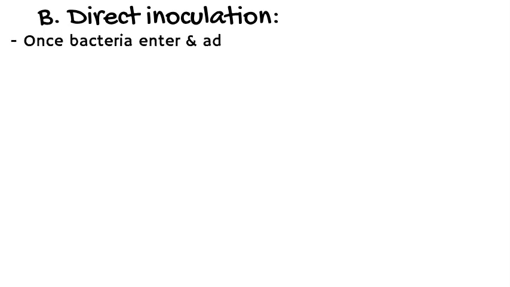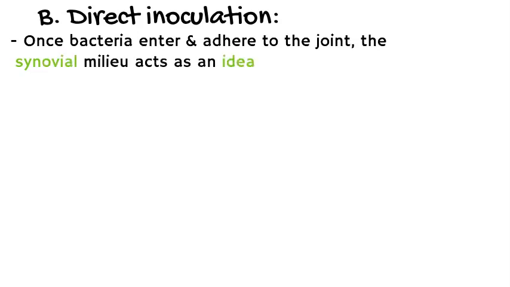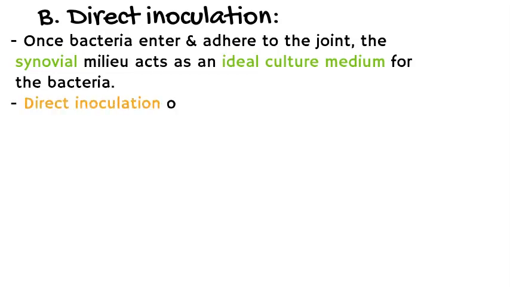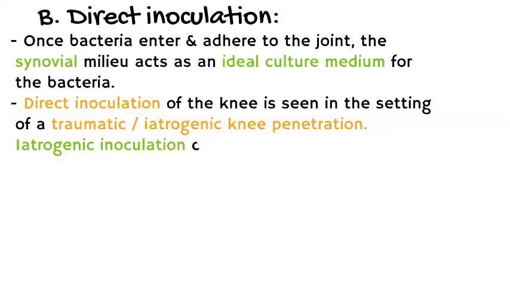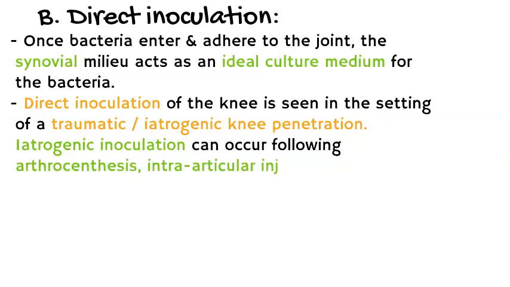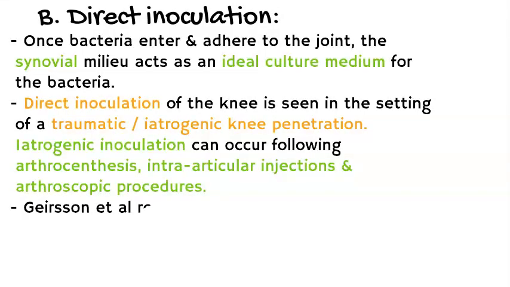B. Direct inoculation. Once bacteria enter and adhere to the joint, the synovial milieu acts as an ideal culture medium for the bacteria. Direct inoculation of the knee is seen in the setting of a traumatic or iatrogenic knee penetration. Iatrogenic inoculation can occur following arthrocentesis, intra-articular injections, and arthroscopic procedures.